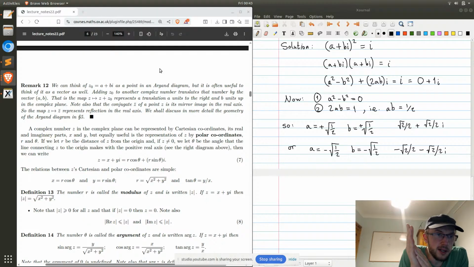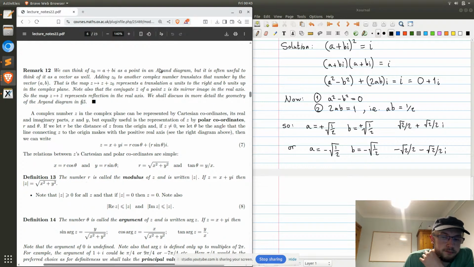The mirror image in the real axis. So the map that sends z to z bar represents reflection in the real axis. We shall discuss in more detail the geometry of the Argand diagram in section 5.